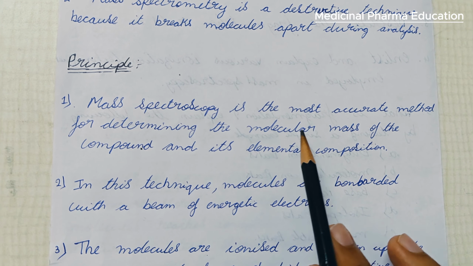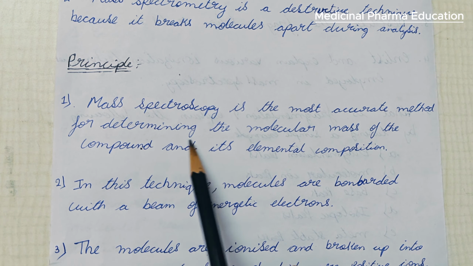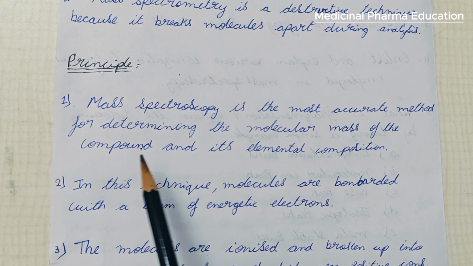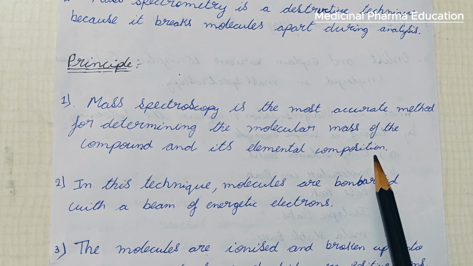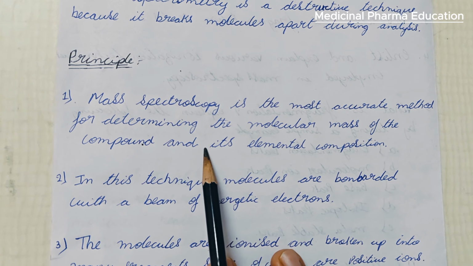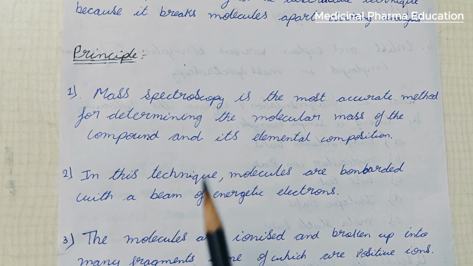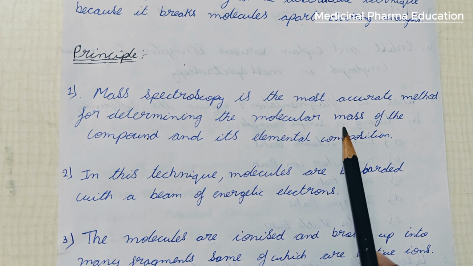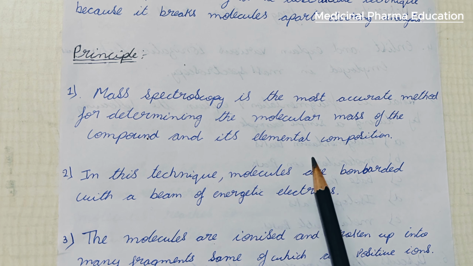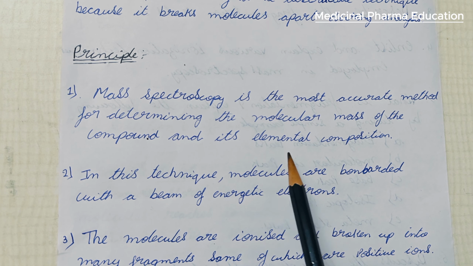Mass spectroscopy is the most accurate method for determining the molecular mass of the compound and its elemental composition. Here, for determining the molecular mass of the compound and its elemental composition, mass spectroscopy is the most accurate method. By this technique we can determine the elemental composition as well as the molecular mass.